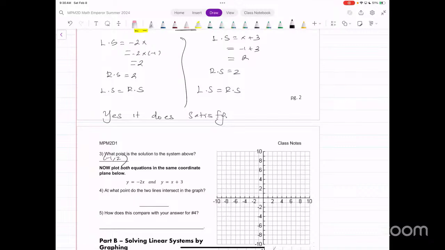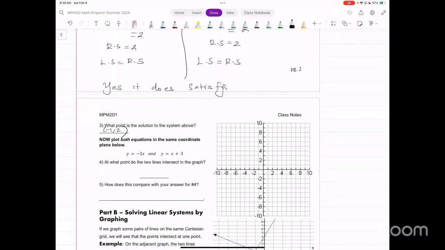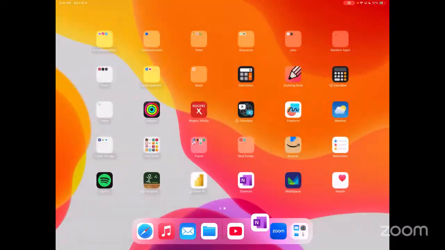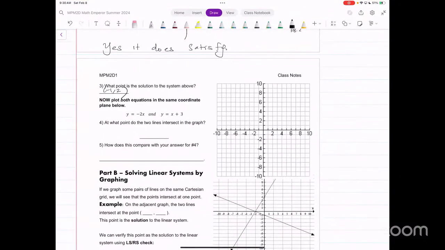Now plot both equations on the coordinate axis and then say is that true. So we're going to graph y is equal to negative 2x. Shreya, what did I do to graph y is equal to negative 2x? Could you say the question again? You're not seeing the question? Guys, are you seeing my screen? Yeah. Okay. What should I do first, Shreya, to graph y is equal to negative 2x?